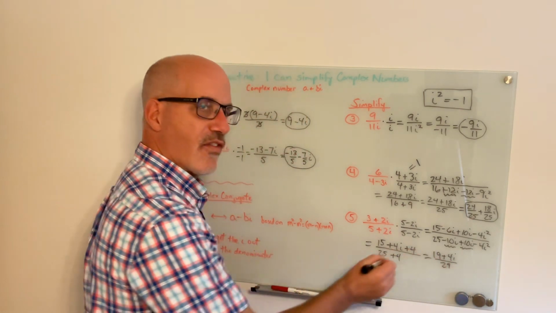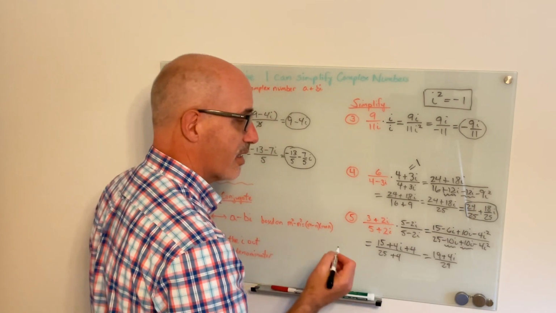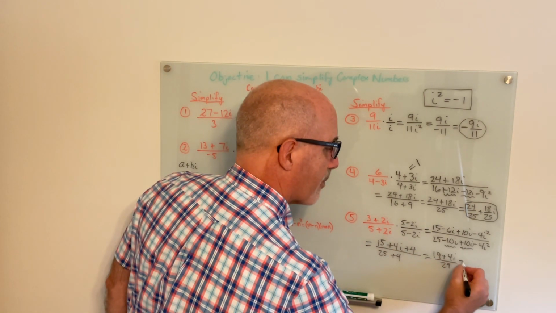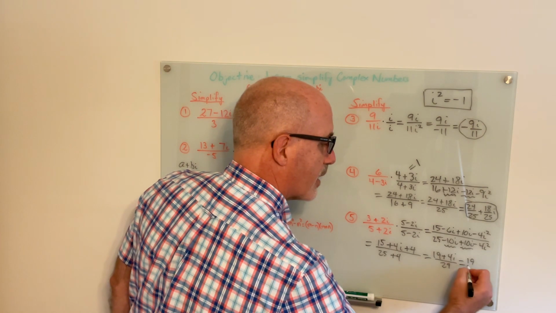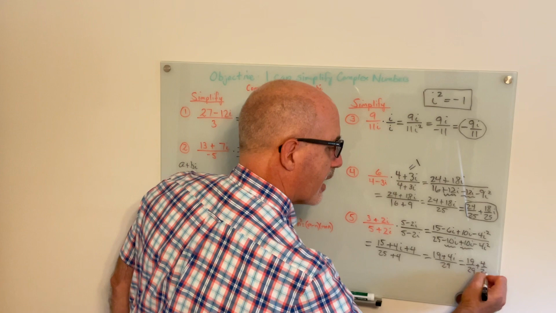Look for a common factor, top and bottom. See if there is something you can factor out and reduce. There isn't, but do separate them. So 19 over 29 plus 4 over 29i.